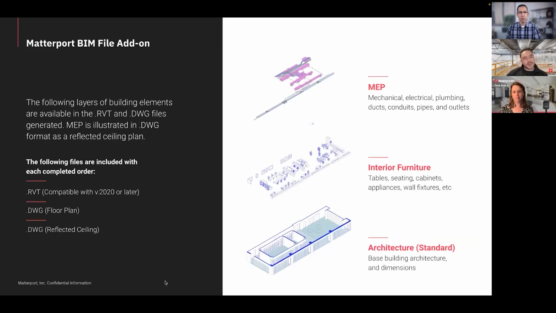Okay, so more about the BIM file add-in. Got 3 different options. There is a base option that's just the architecture. There's a second option which includes interior furniture. So you get all of your architectural components and then we add in furniture. And then our top of the line product also includes the MEP all-in-one file. It is all compatible with Revit 2020 or later, also accessible through the Revit plugin. You also get derivative assets such as a 2D DWG and a reflect.